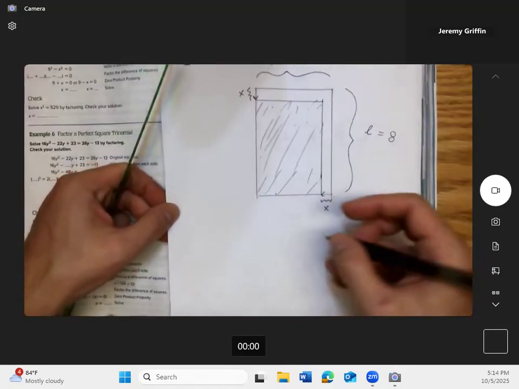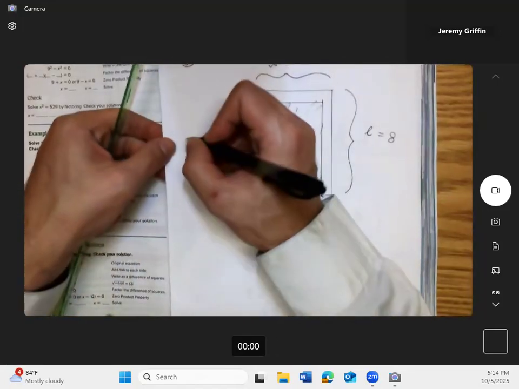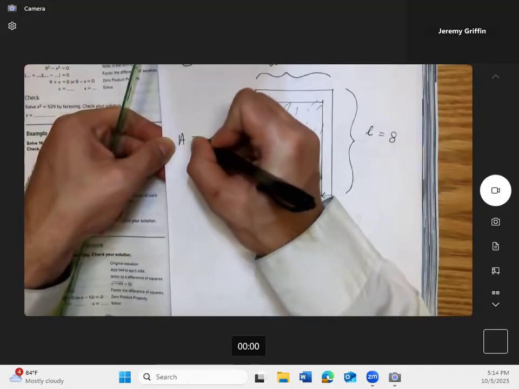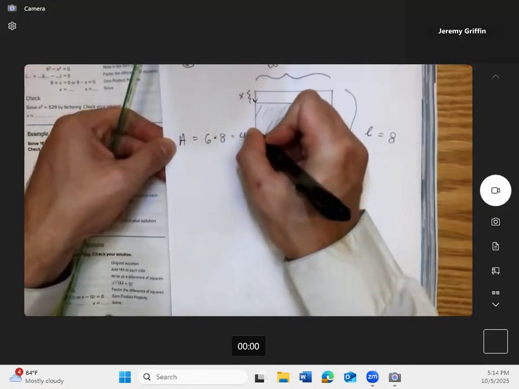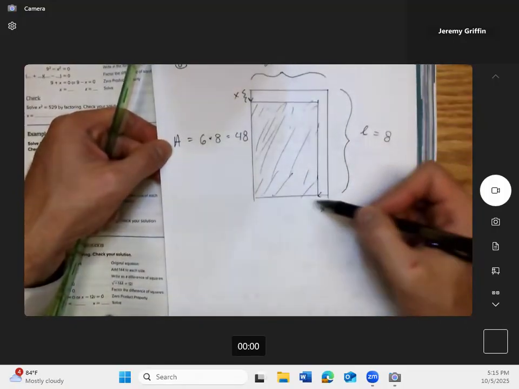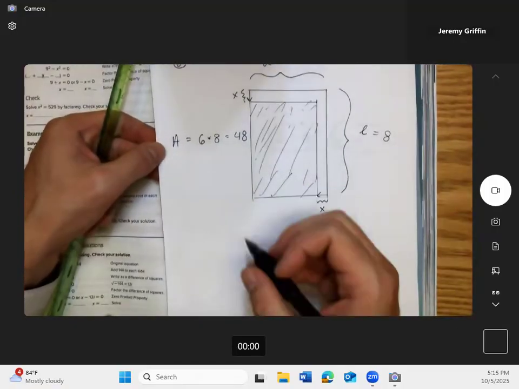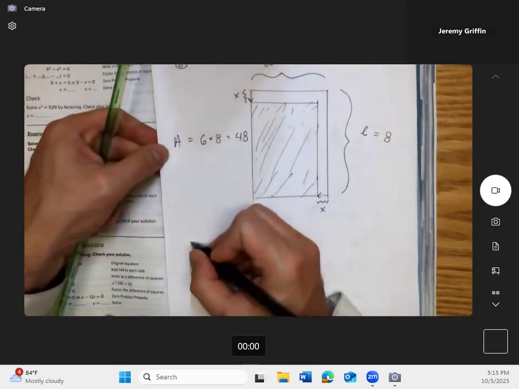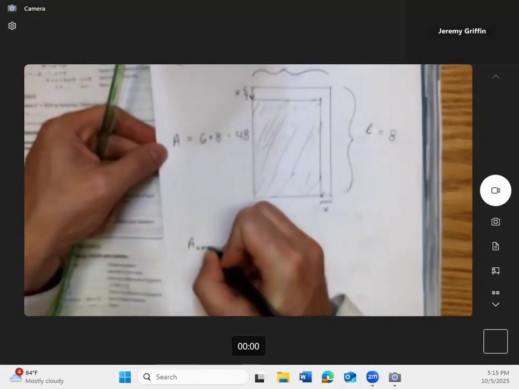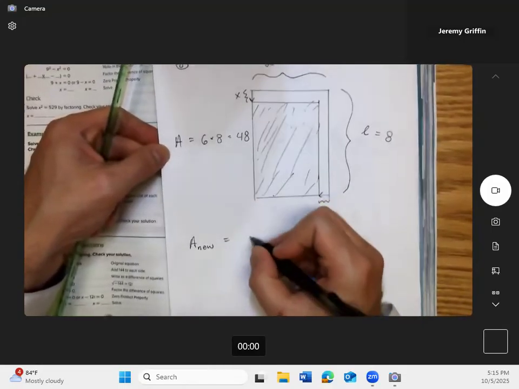So how could I set this up? I could say that the original area is 6 times 8, which is 48. So the full original rectangle, 6 by 8, is 48. But the new area is going to be half of that. So the new area, I'll say A new, must be half of that.